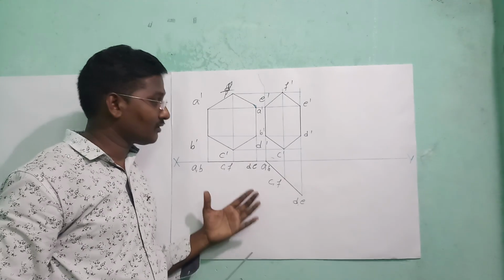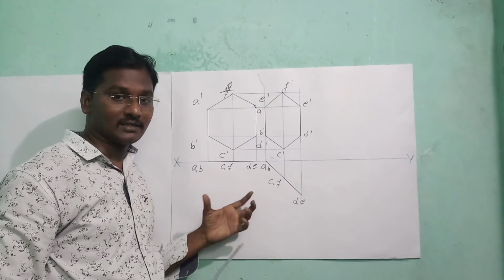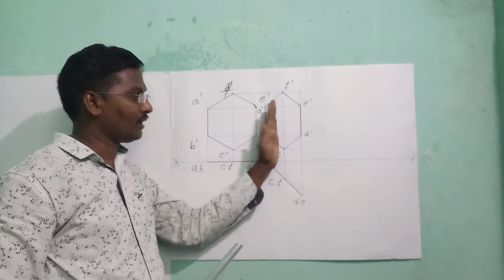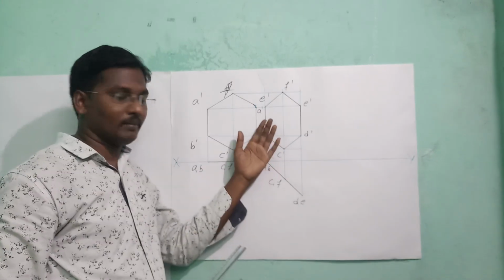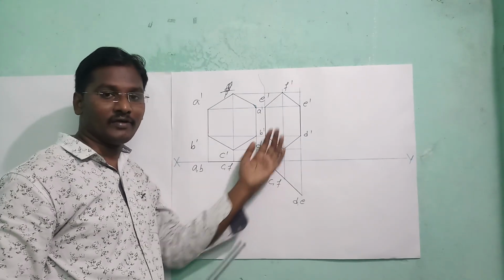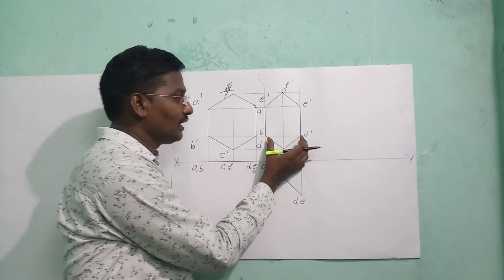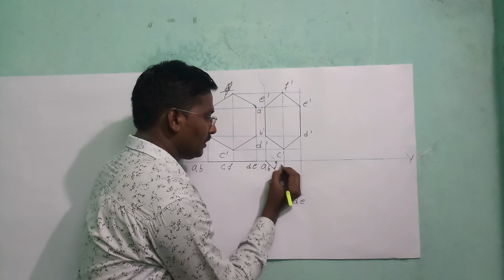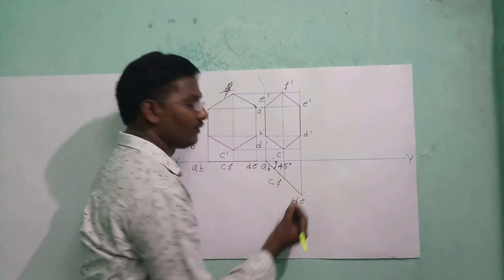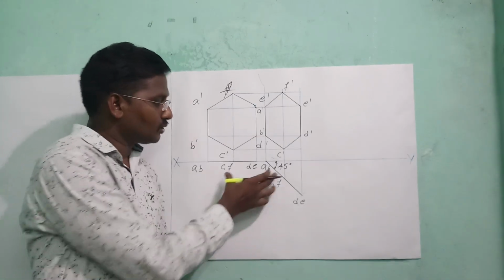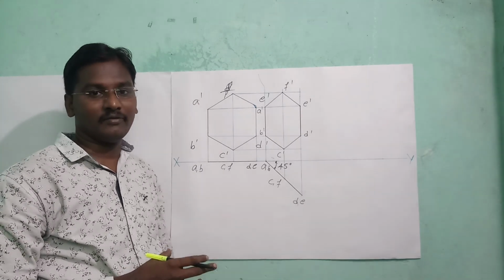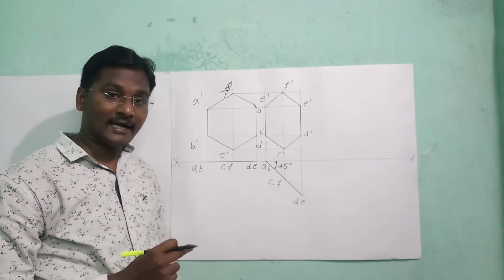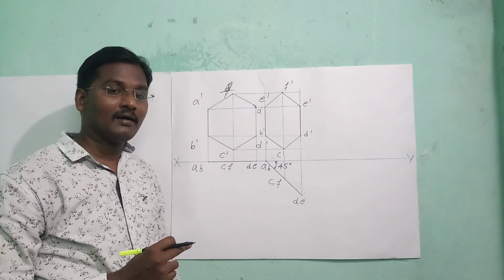So whatever diagram we discussed at the earlier starting, I showed one diagram to you by taking a hexagon which is inclined 45 degrees. When we are looking from the front, it is a reduced hexagon. This is the diagram. Now give the dimensions. What is the angle here? 45 degrees.